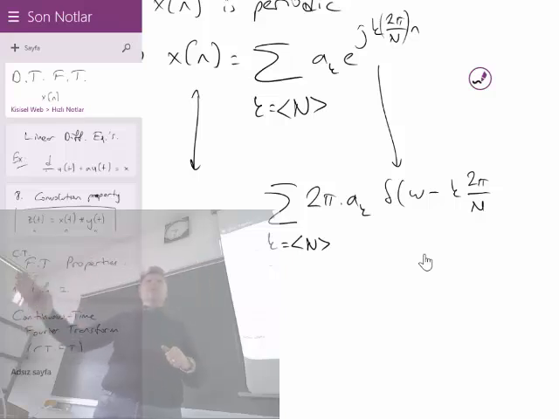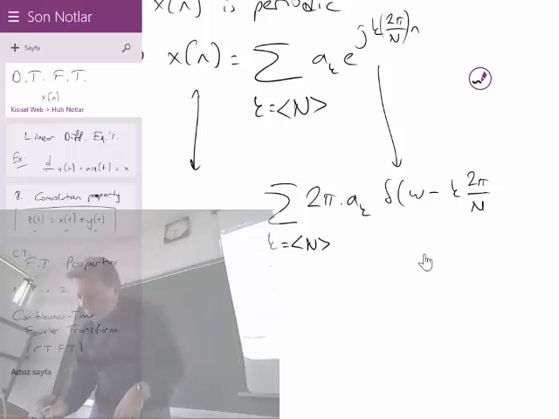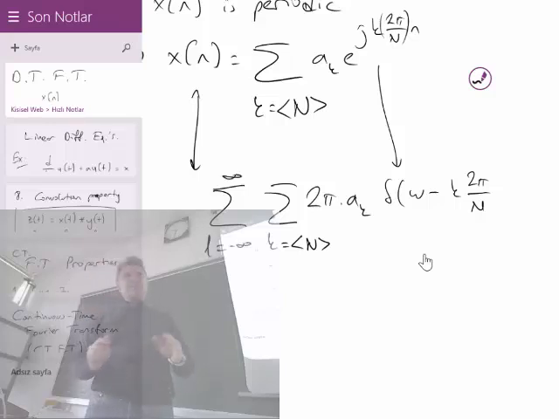Now we have to further replicate all these impulses to become 2 pi periodic again. So this is only capital N of them. To further extend, I need to put another summation, L from minus infinity to infinity, and put it like this, 2 pi L.